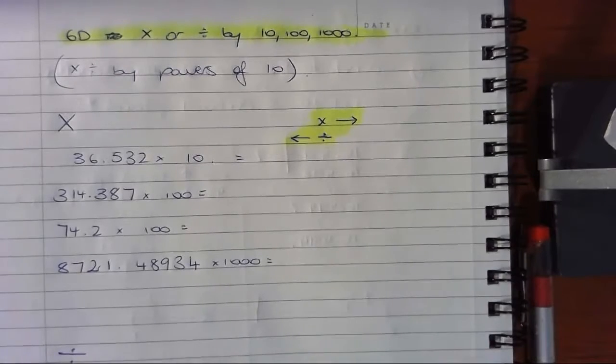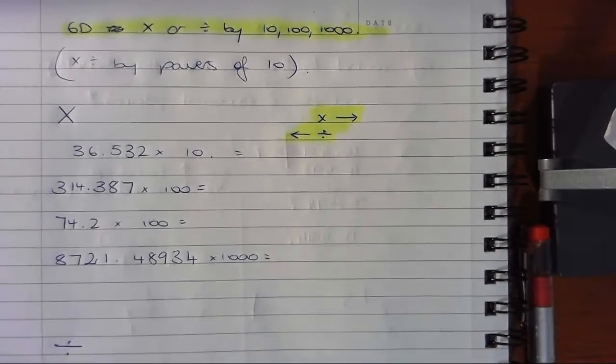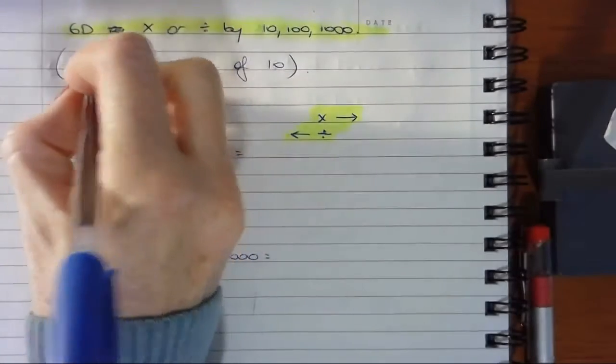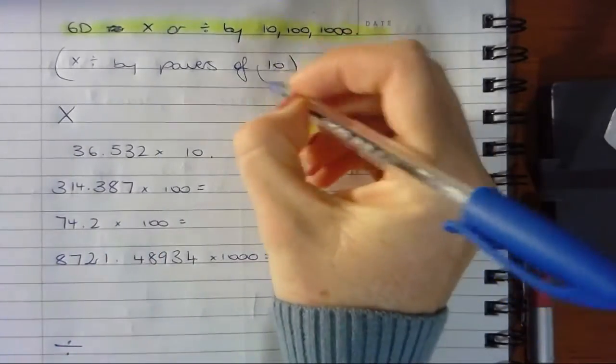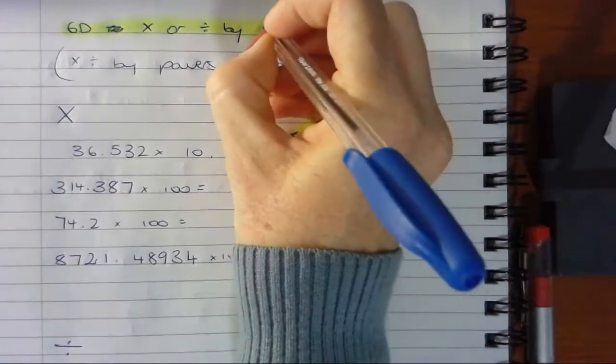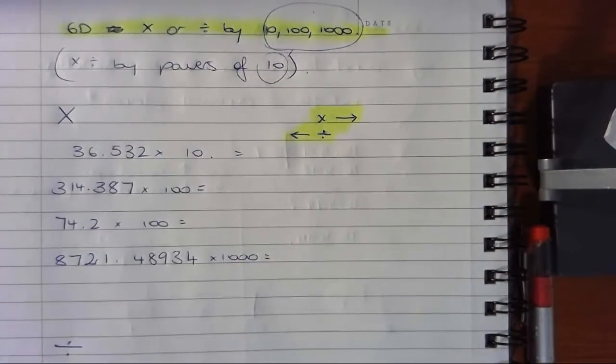Hello everyone, I have another video here on multiplying or dividing by 10, 100 and 1000, particularly to do with decimal numbers, of course. This is chapter 6D in your textbook. In the textbook it is called something slightly different, but it means the same thing. So times or divide by powers of 10, that simply means any of these numbers, a 10, 100 or 1000, same thing.